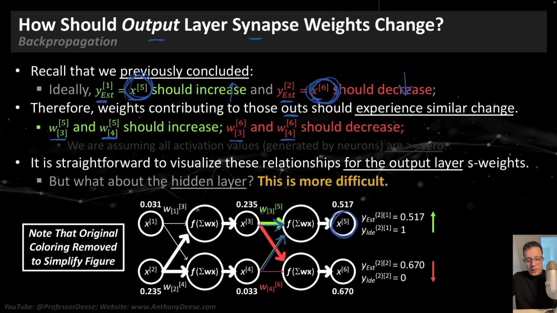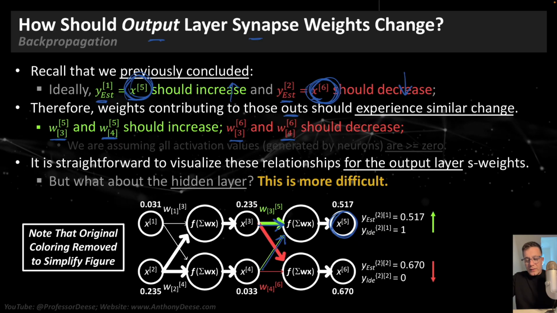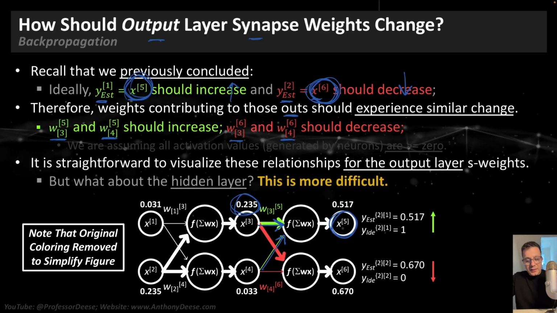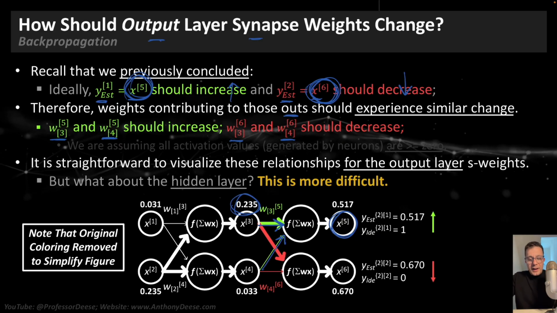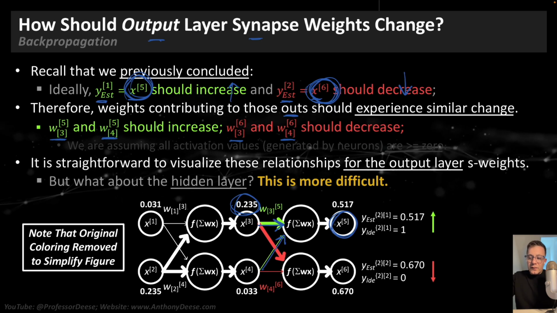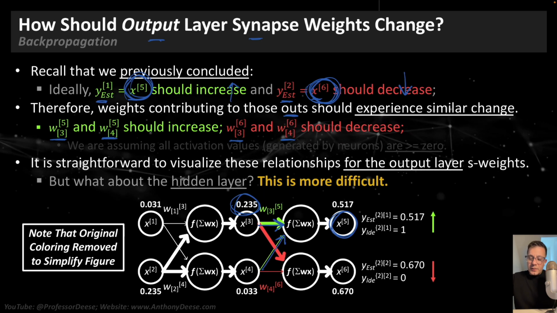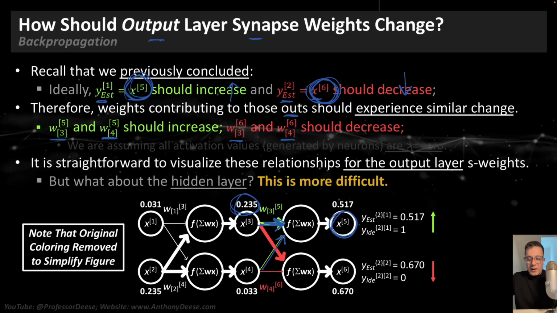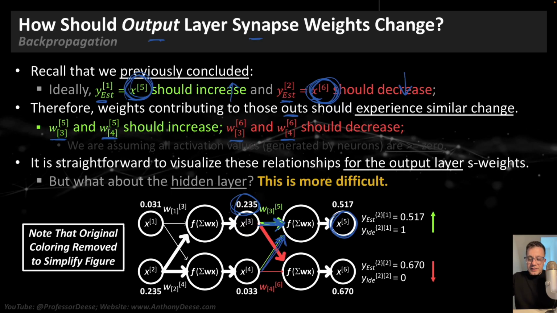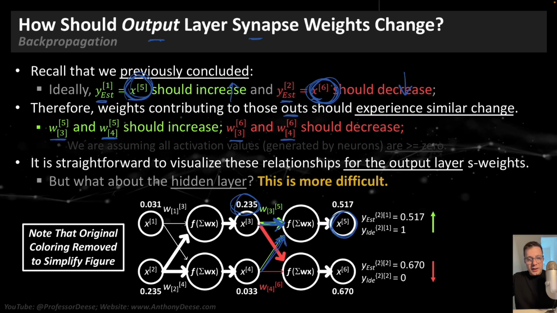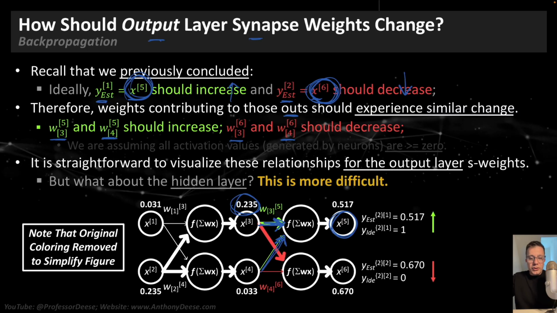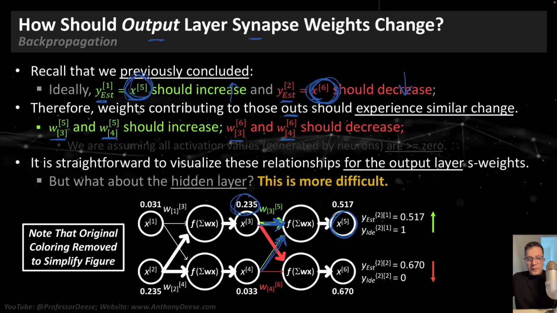Now this only works with the assumption that all the activation values, all of these states, are positive, they're greater or equal to 0. Knowing that, it's relatively straightforward to visualize these relationships for the output layer synapse weights. We see that W35 should increase, that's why it's shown in green. We see that synapse weight W45 should increase, it's shown in green, and then we can see the others shown in red. But what about for the hidden layer?